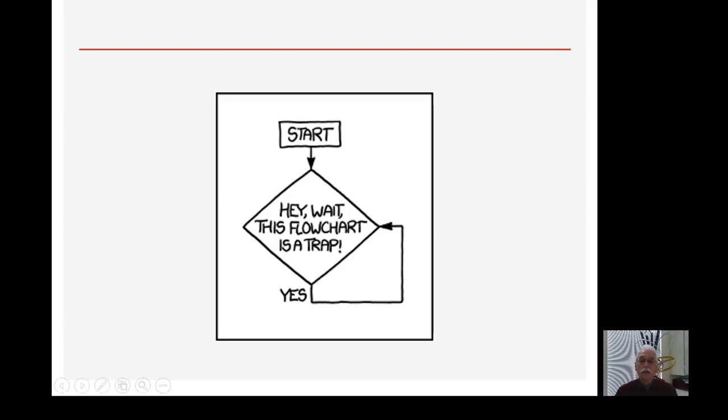So this week we're studying logic. Last week we studied consistency and inconsistency. It can be tricky business sometimes, logic.